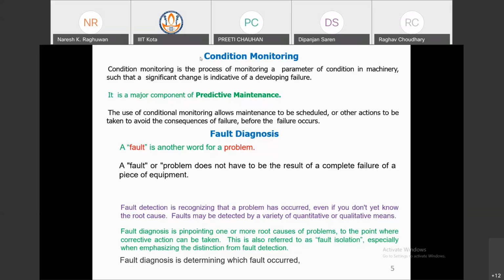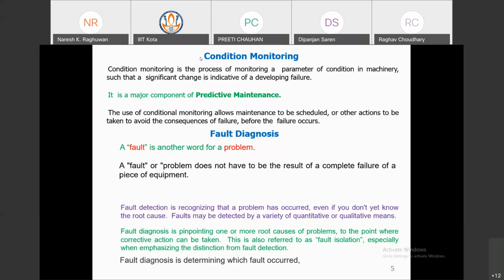So what is the problem in the machine? It is not working, not reliable. Not working properly means something is wrong in the machine. A fault or problem does not have to be the result of a complete failure. Earlier, I also explained that it is not necessary that the machine has completely failed. A fault means a problem is there, but the machine is still working.